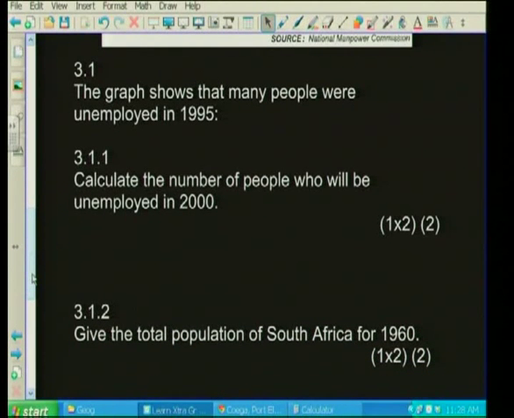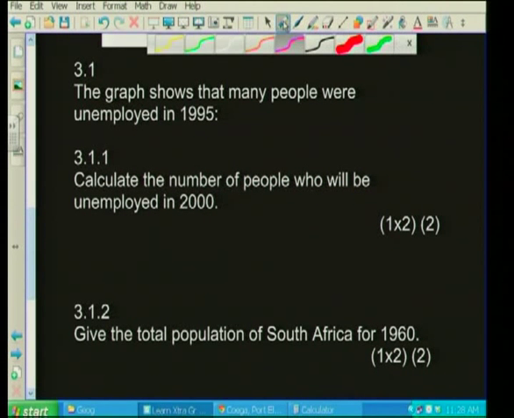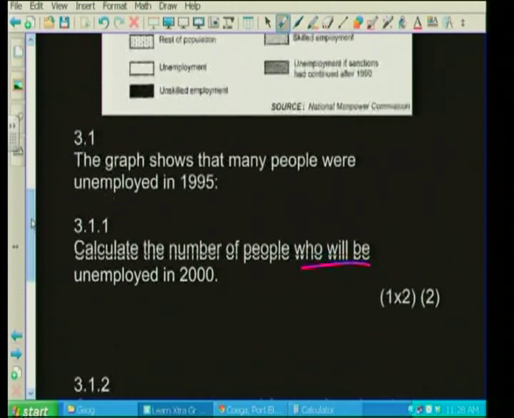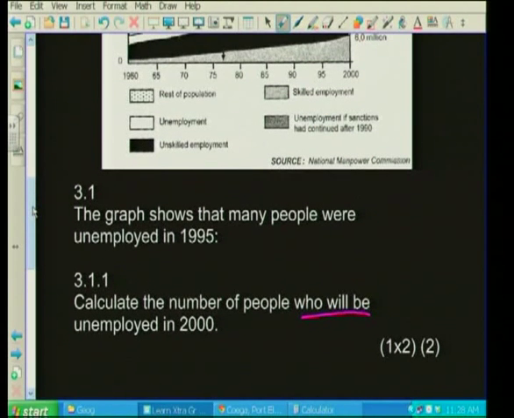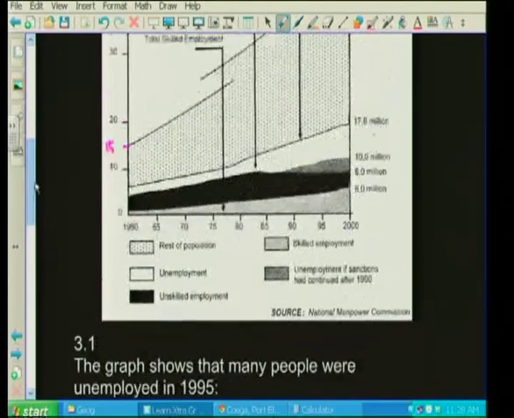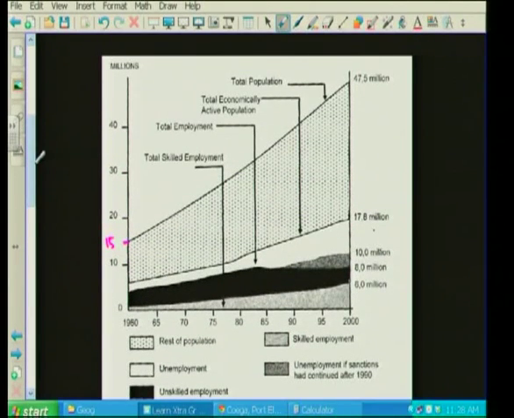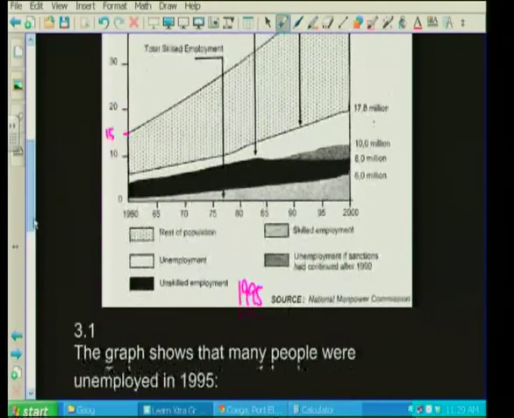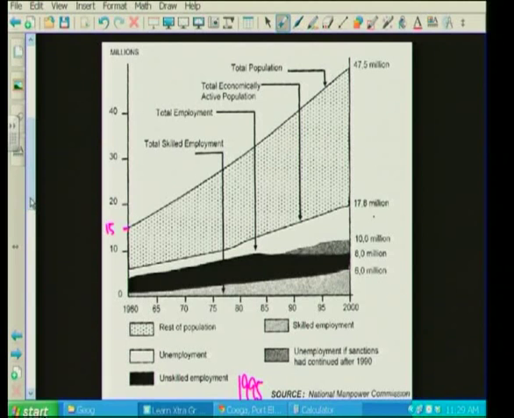Okay, question 3.1.1 says, calculate the number of people who will be unemployed in the year 2000. Now remember, this little statement previously said the graph shows that many people were unemployed in 1995. So this graph probably was published or made available from research that was done in 1995. And what they've done is they've projected 5 years ahead what they think the scenario is going to be like.